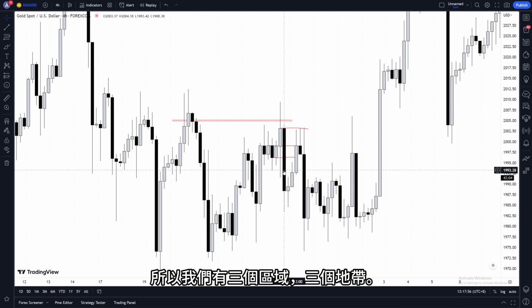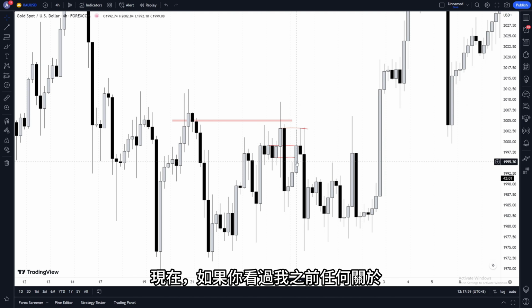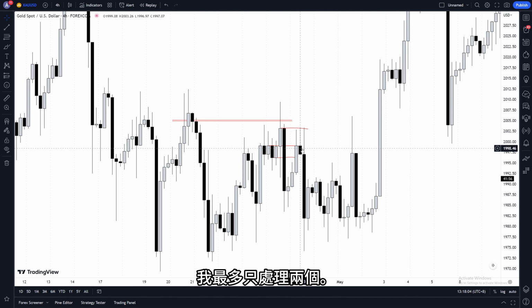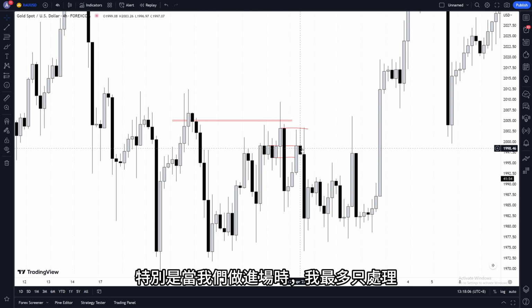Okay, so we have 3 areas, 3 zones. Now, if you've watched any one of my previous videos on SNR, you would know that I don't deal with 3 zones. I only deal with a maximum of 2. Especially when we're doing entries, I only deal with a maximum of 2.